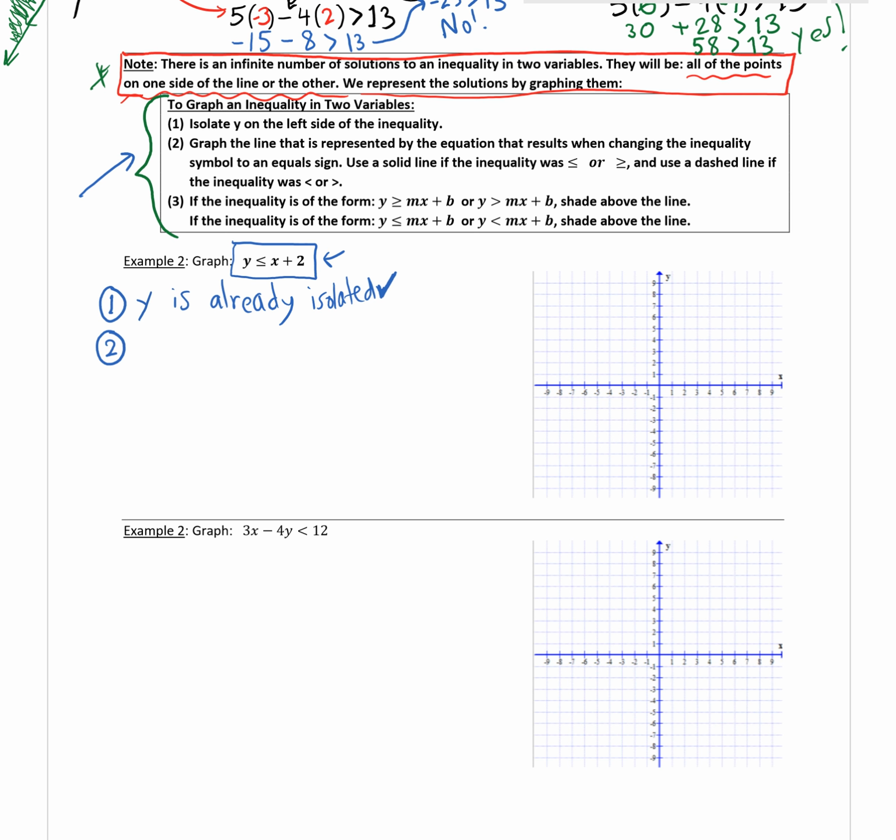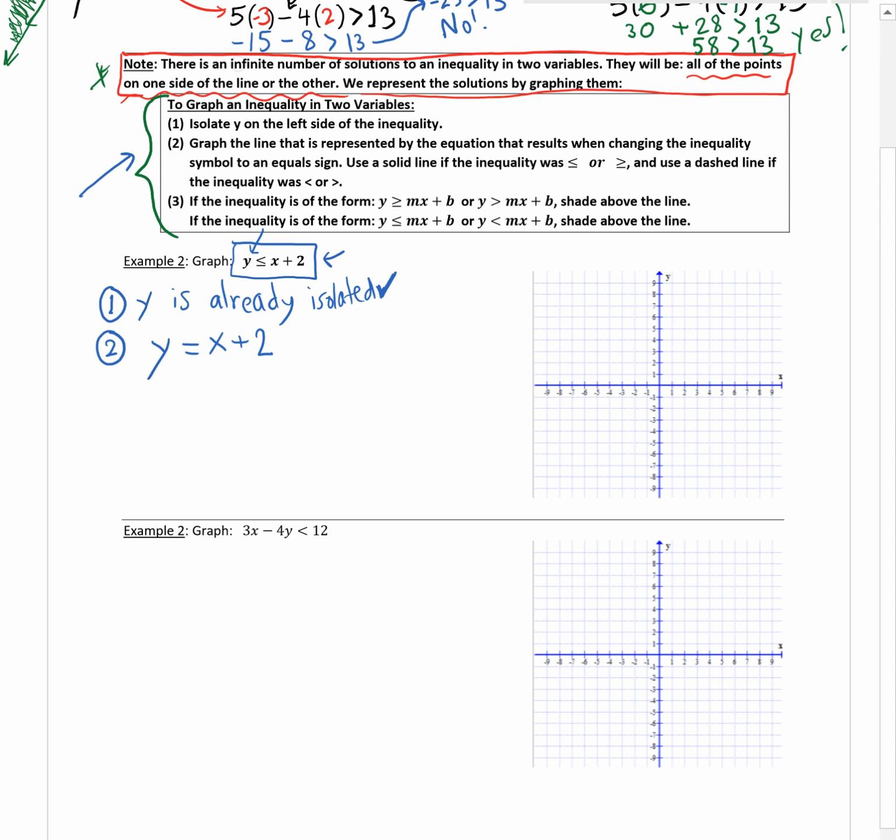The next step, step 2, says you want to graph the line that is represented by the equation that results when changing the inequality symbol to an equal sign. So really what they're saying there is the inequality I was given is y less than or equal to x plus 2. But just imagine instead of a less than or equal to, or whatever inequality you happen to have in your problem, imagine it was an equal sign. And then graph that line.